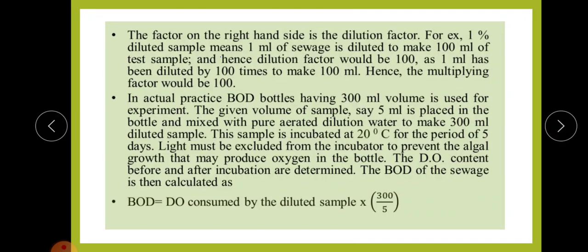For example, a 1% diluted sample means 1 ml of sewage is diluted to make 100 ml of test sample. So the dilution factor will be 100 by 1. Another case: if a BOD bottle having 300 ml volume is used for the experiment and the given volume of sewage sample is 5 ml, then the dilution factor will be equal to 300 by 5. If we multiply this dilution factor with the dissolved oxygen consumed by the diluted sample, we will get BOD.